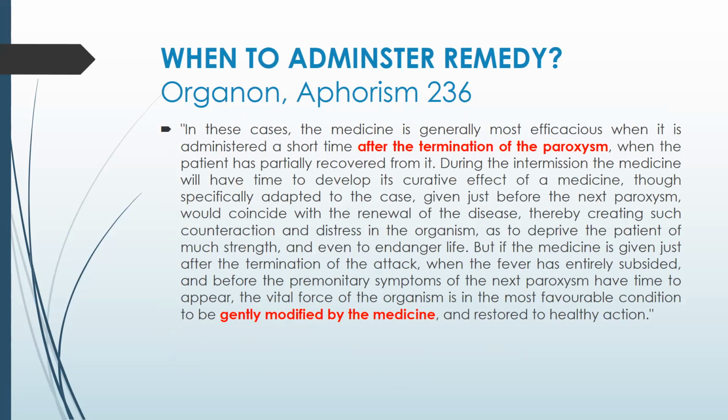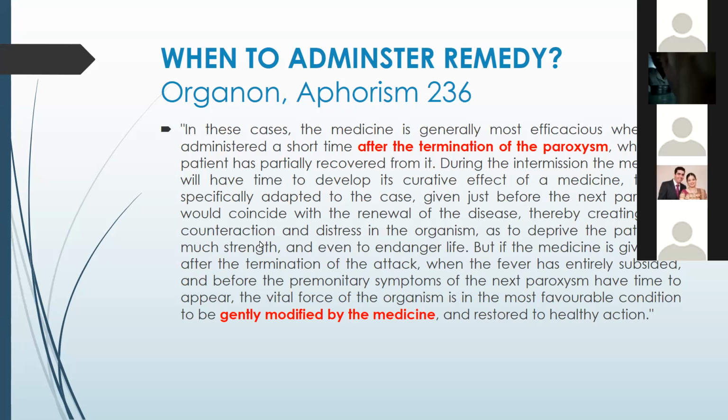From the point of view of when to administer the remedy, Dr. Hahnemann has given clear guidelines in Aphorisms 236 to 238. He says that the homeopathic similimum should be given at the termination of the paroxysm. It should not be given during the paroxysm or when the fever is very high. If you give it when the fever is high, it will lead to undue aggravation of the symptoms and it could be dangerous for the patient. So it is better to give the medicine in the stage of apyrexia, when there are no paroxysms of fever, and then only will the homeopathic medicine work well.